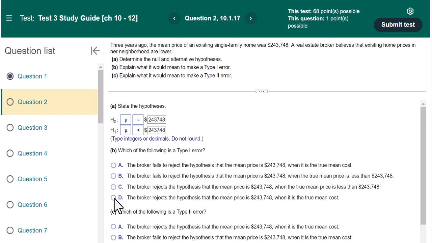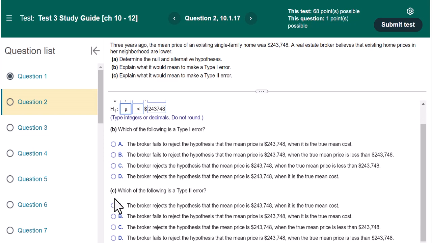The broker rejects the hypothesis that the mean price is $243,748 when it is actually true. Which of the following is type 2 error? Type 2 is the probability of failing to reject a null hypothesis when it is false. So you have to look for where it says fail to reject the null hypothesis. And if you look at D, the broker fails to reject the hypothesis that the mean price is 243 when the true mean price is not 243, it's less. So that would be D.